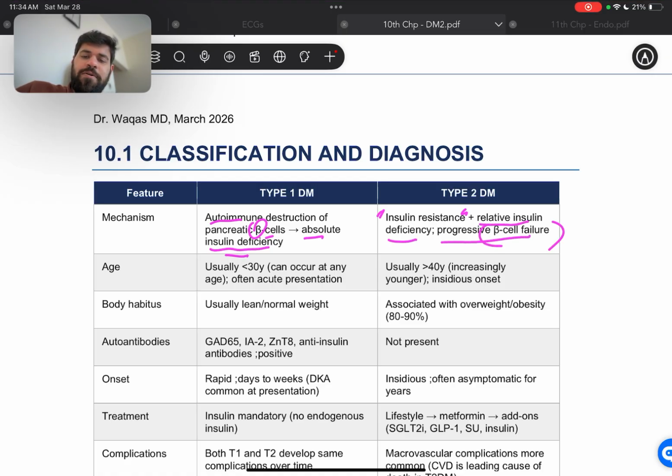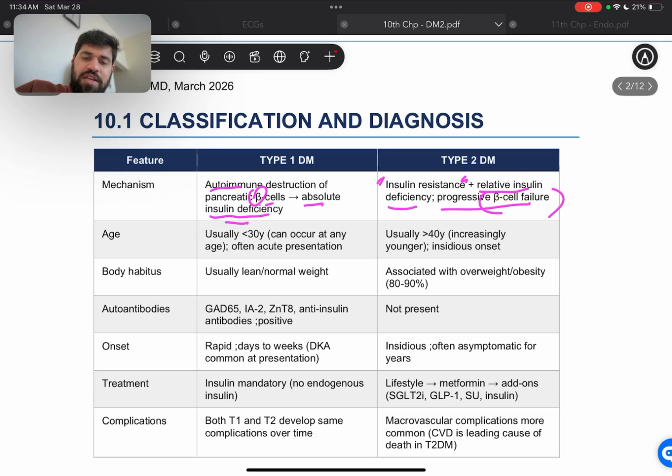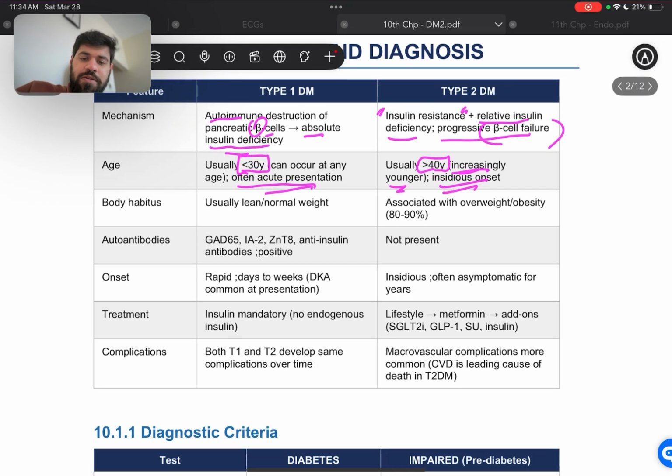progressive beta cell failure. Whereas in age, where the main differences come in, type 1 diabetes is usually in the younger population, younger than 30, though it can occur at any age, and it's often an acute presentation, whereas type 2 diabetes is a later life pathology, occurring more in people who are more than 40 years, and increasingly it's getting younger, and it has an insidious onset.